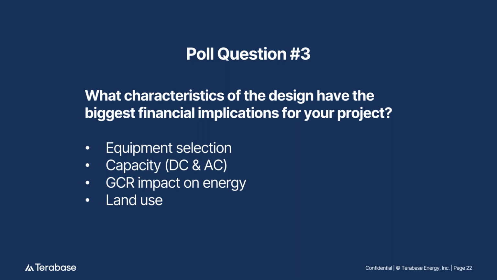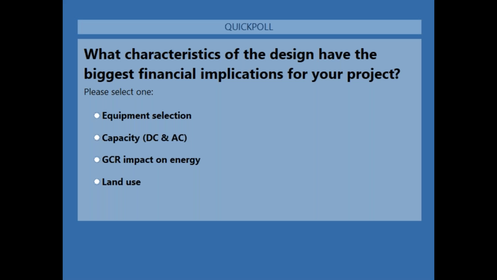With poll question number 3. So, what characteristics of the design have the biggest financial implications for your project? So what do you think? Is it the equipment selection, modules and inverters, or racking configuration, your capacity, be it DC or AC capacity, your ground coverage ratio, impact on energy, or just maximizing your land usage? If you please give us your answers there and let us know what you think.